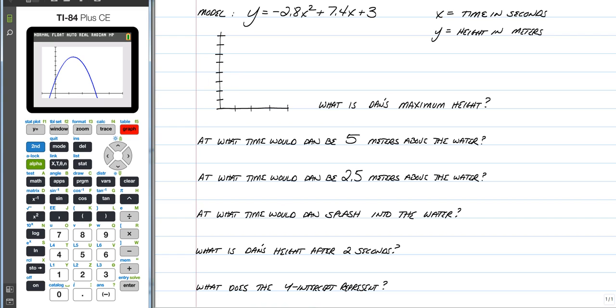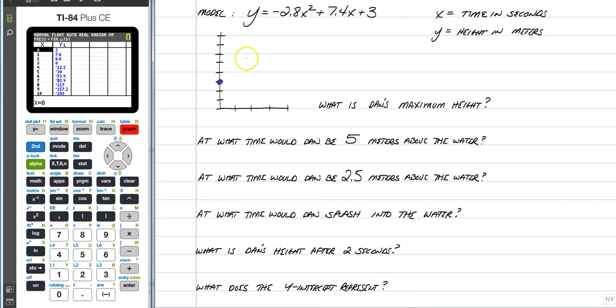So if we were to plot some points, if you click second table, we can get an idea. Now again, I have a crazy window because I wanted you to see that if you click second window, you can change where your table is starting. So you can go back and start your table at 0, and then when you click second table again, we see that we have 0, 3. So again, I just wanted to show you some different features that your calculator has with the window.